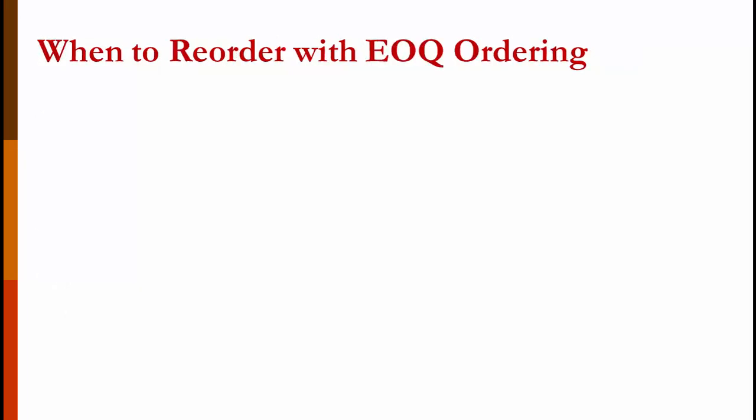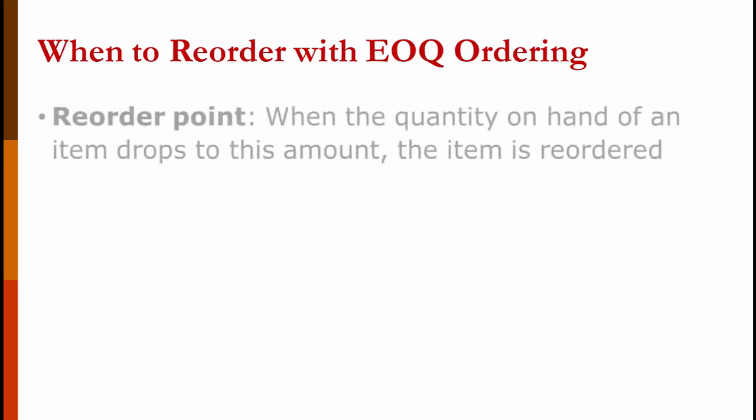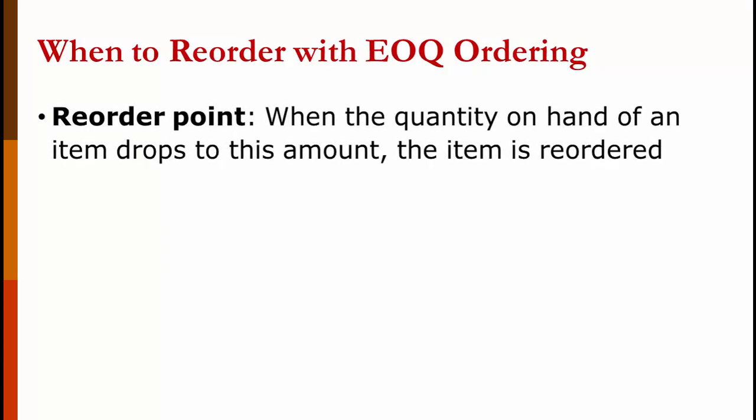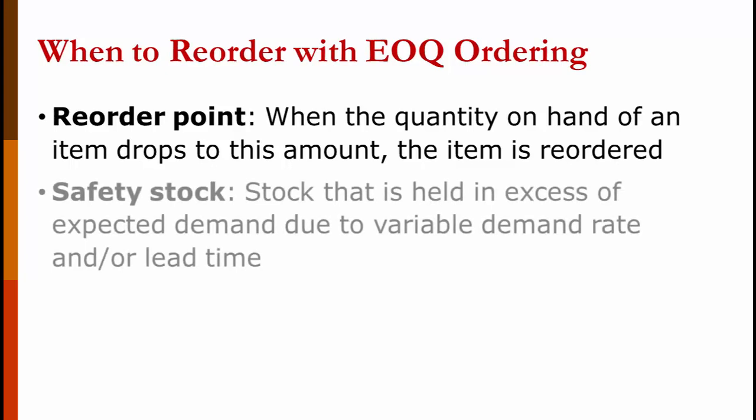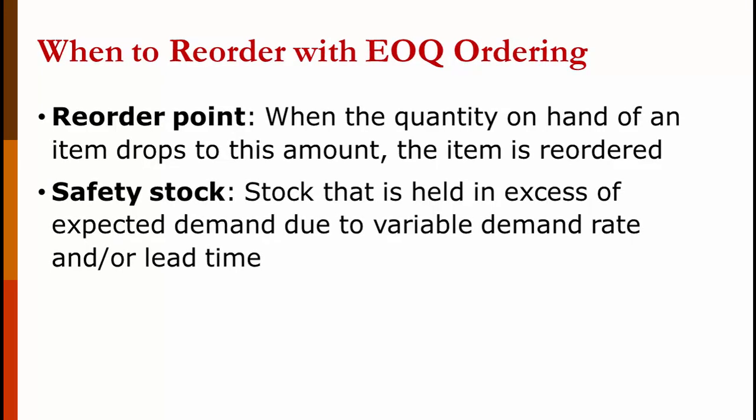Now let's talk about when to reorder. And these calculations apply to all of the 3 EOQ models we've talked about. First, let's talk about some terms. Reorder point, which we've talked about before, just as a reminder, when the quantity on hand of an item drops below this amount, the item is reordered. This was the 50 I talked about earlier. Safety stock, I mentioned that briefly as well. This is stock that is held in excess of expected demand due to variable demand rates and/or variable lead times.